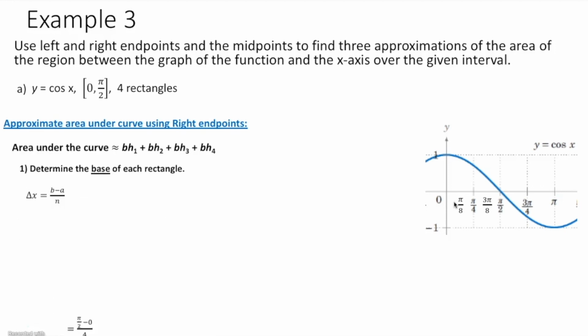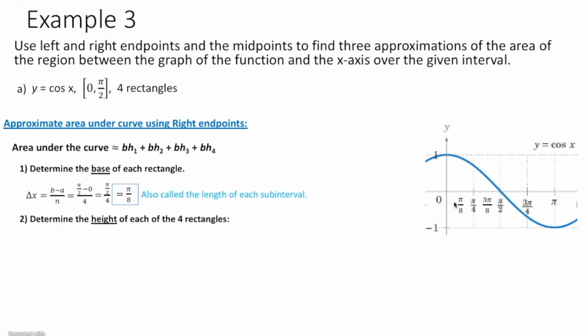We again find the base by using b minus a over n, which is still pi over 8. We then find the height that corresponds with each of these 4 rectangles. So we start with our first subinterval. Since it's a right endpoint approximation, I start with my rightmost endpoint, pi over 2. The height that corresponds with pi over 2 is actually 0. So the height of my first rectangle is actually 0.